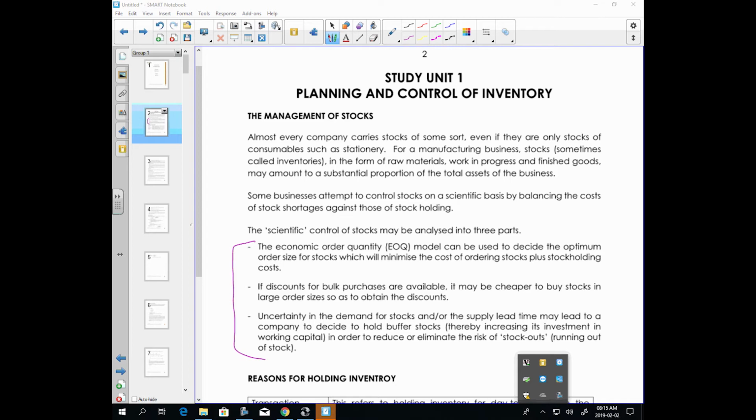So your EOQ is this equation to basically say how much stock do I order at once, and how many times a year, to get the best price, so that I'm not paying excessive holding costs, but I'm also getting the best value. I don't have to pay for all these delivery costs, because every time I get it delivered, it costs me 500 Rand, versus how much insurance I'm going to pay if I hold the stock. Okay, so it's a bit of a balancing act there.